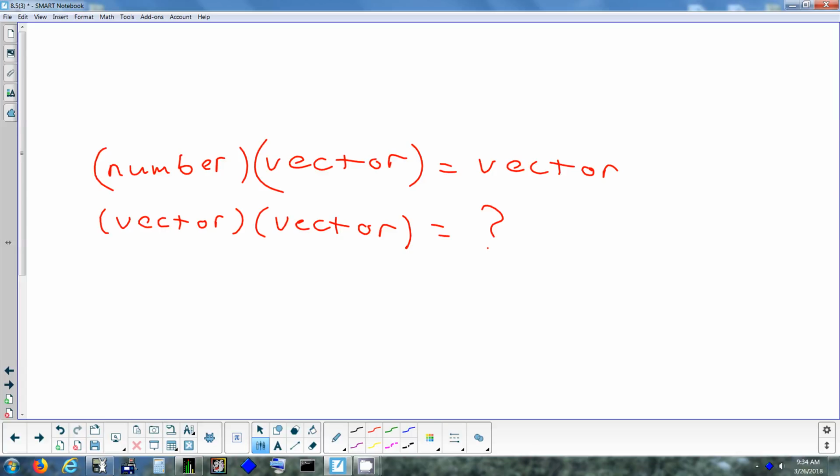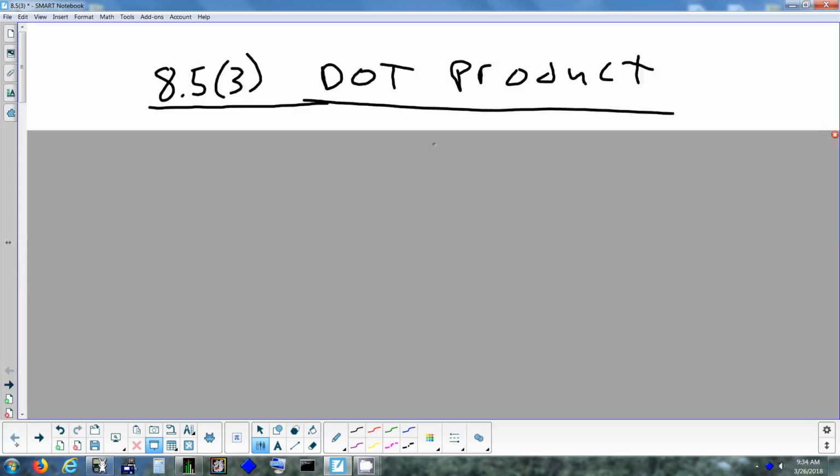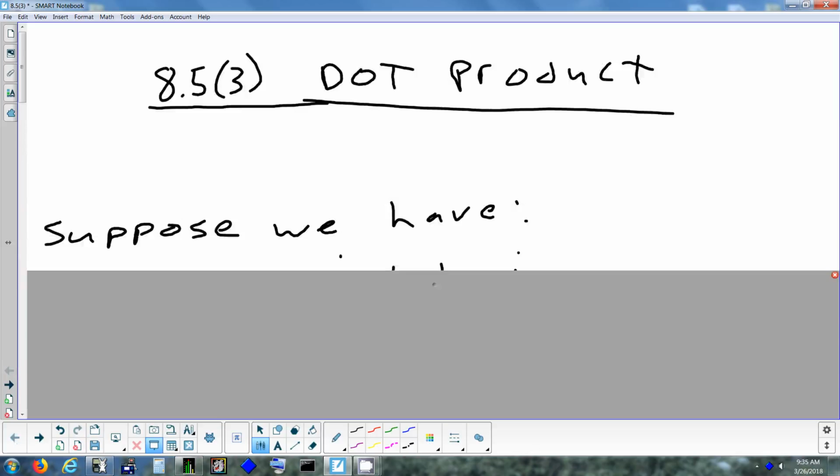Okay, well, the answer to the question mark in this section, I'll show you in a second. But in general, this question mark can be two different things. When you multiply two vectors together, you can get a number. Or you can get a vector. The reason is there's two types of products with vectors. Today we're going to learn the dot product. Tomorrow or Wednesday, we're going to take a look at what's called the cross product. So two different ways to multiply vectors together.